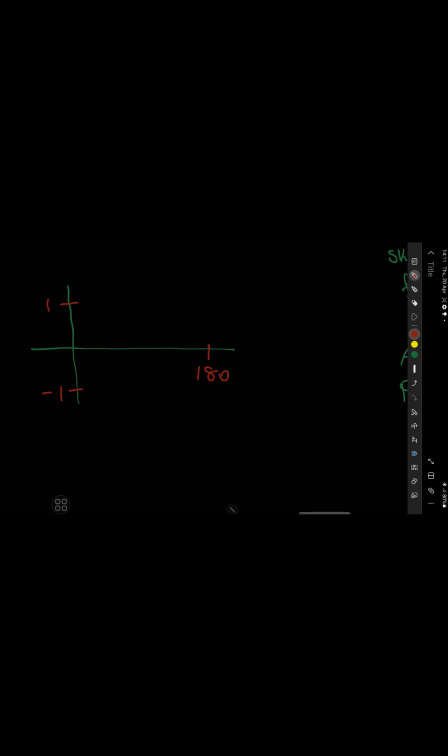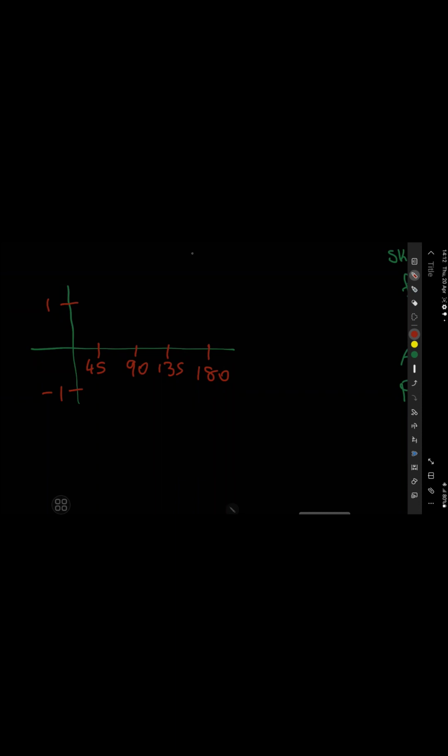So if we divide 180 by 4, we have 45. So 45 will be our first point. 45 plus 45 gives 90. 90 plus 45 gives 135. So these are the key points for this graph.